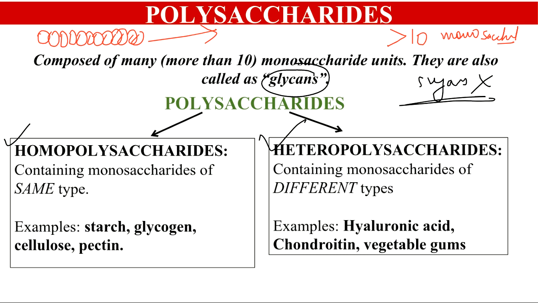Now, what do you mean by homo? Homo basically means same. Okay, so homopolysaccharides are the polysaccharides that will contain the monosaccharides of the same type. For example, let's say glucose. So let's say this is glucose and this glucose is repeating.